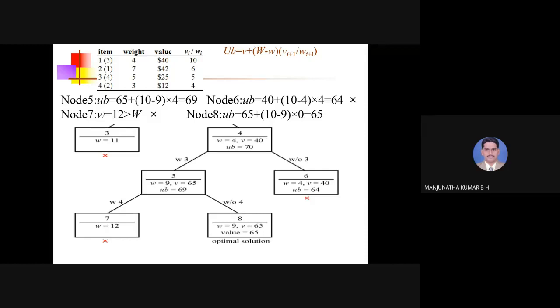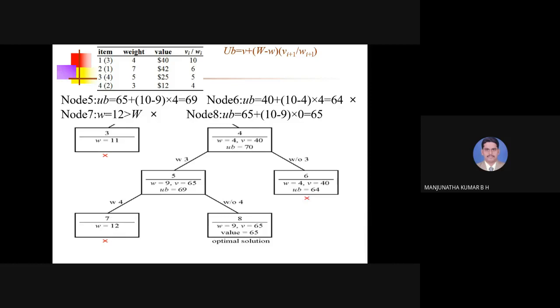There is only one item left now, 4. What is the value of this equation? 69. So the upper bound value is 69 now. If I go without item 3, you will get node 6. For every item you have to calculate with and without. So, node 6 calculation.